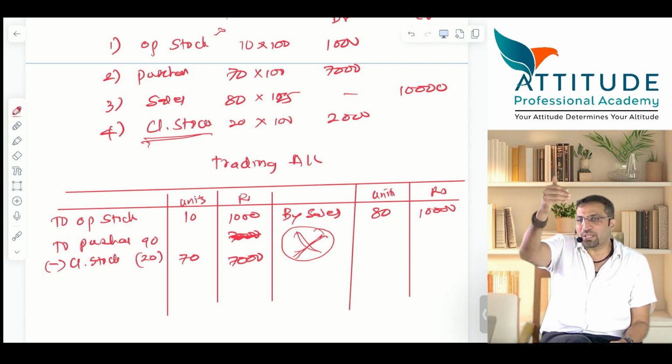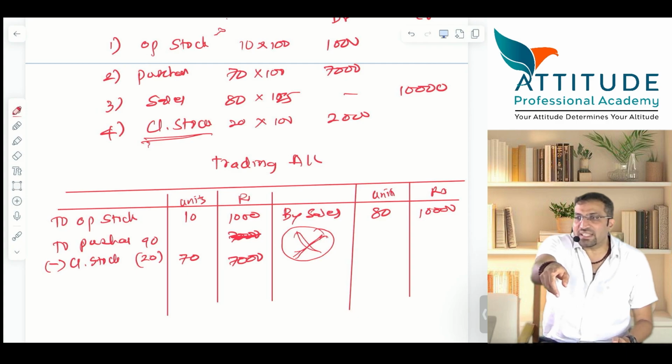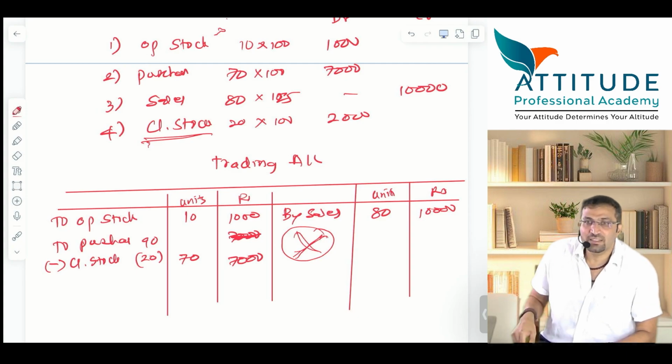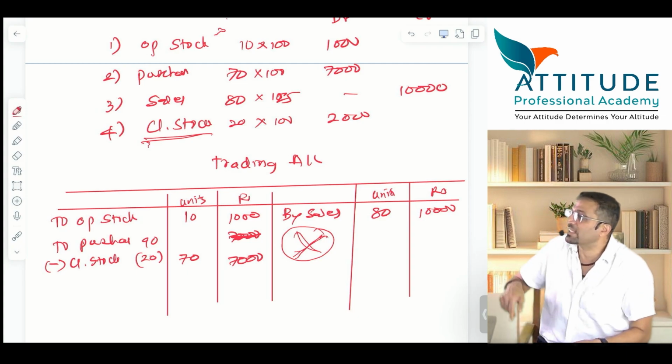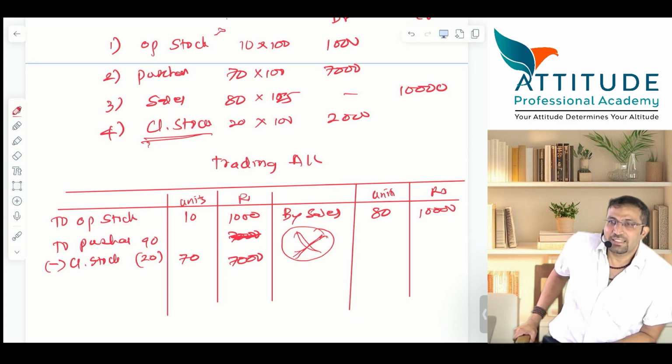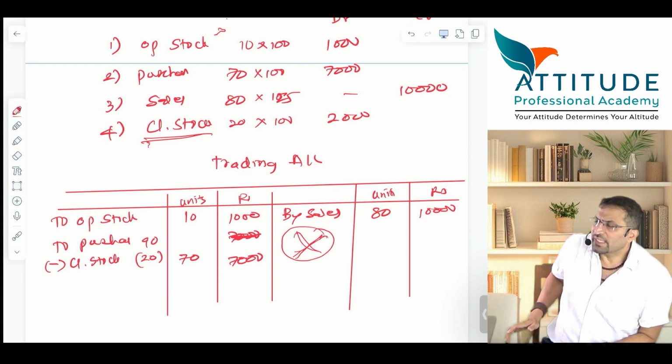See, I have opening stock of 10, purchase is 90, sold is 80. Everything I know. What should be my closing stock? That 20 should physically be there in the godown. Now you go and check in the godown, only 15 are there. Then you will start inquiring.